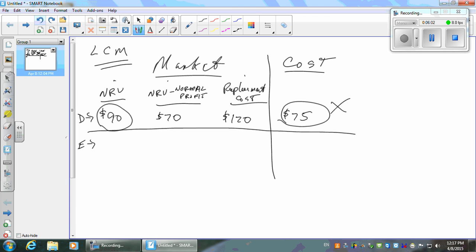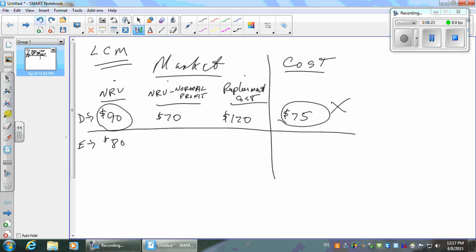What's the normal profit on this one? 20. Wait a minute. Net realizable value. I did the first one wrong. Did I? 120 less 20. 120 less 30. Oh, estimated selling is 30. Okay. 110 less 30. I'm sorry. That's 80. 110 less 30 is how much? 80? I did it right.